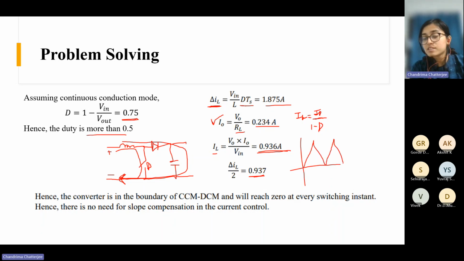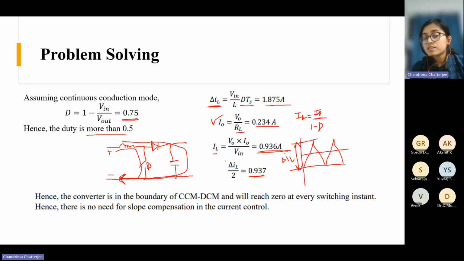So it just touches 0 and then again it rises. Okay. So now you see this is your delta IL, right? The ripple in the inductor current, peak to peak ripple, this is delta IL, the current variation from 0 to the peak value. And in critical conduction mode, the average inductor current is nothing but half of delta IL, right? You can see half of delta IL is the average value.